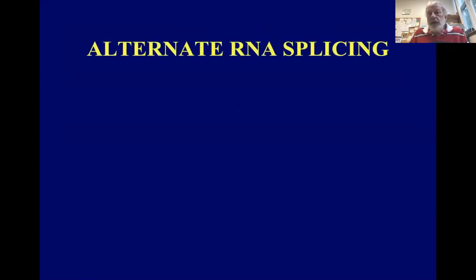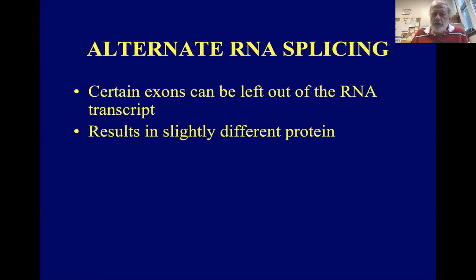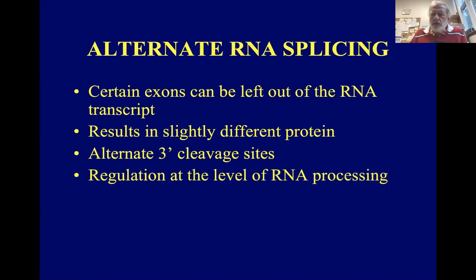So moving on to alternate RNA splicing then. Certain exons can be left out of an RNA transcript and you can get a slightly different protein from the same gene that way. There can also be alternate 3' cleavage sites in the messenger RNA molecule too, which can affect the protein structure. So this is regulation at the level of RNA processing, past transcription, but before translation.